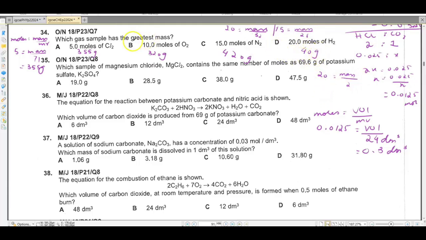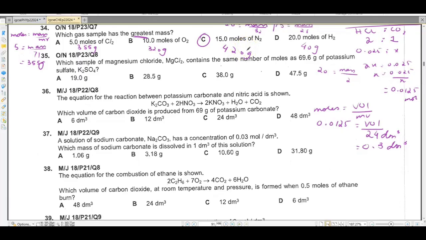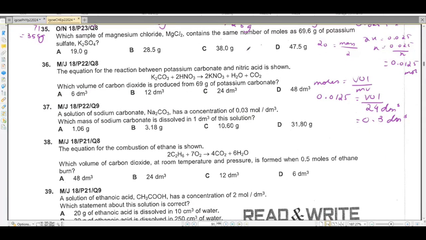So now we had to find the sample with the greatest mass. This is 355, 320, so C, 420 grams, because 15 moles of nitrogen has 420 grams of nitrogen in it. Okay, so C is going to be our correct option. Moving on to question number 35.